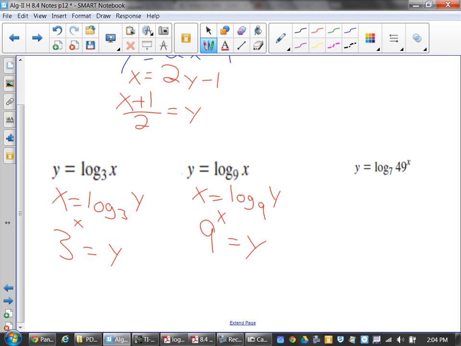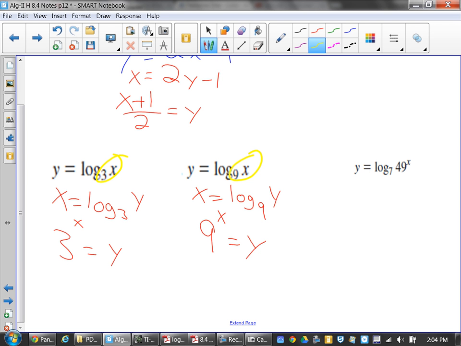Have you noticed a pattern here? It's literally the same thing as doing exponential form. They're all log complements. 9 to the X, 3 to the X.